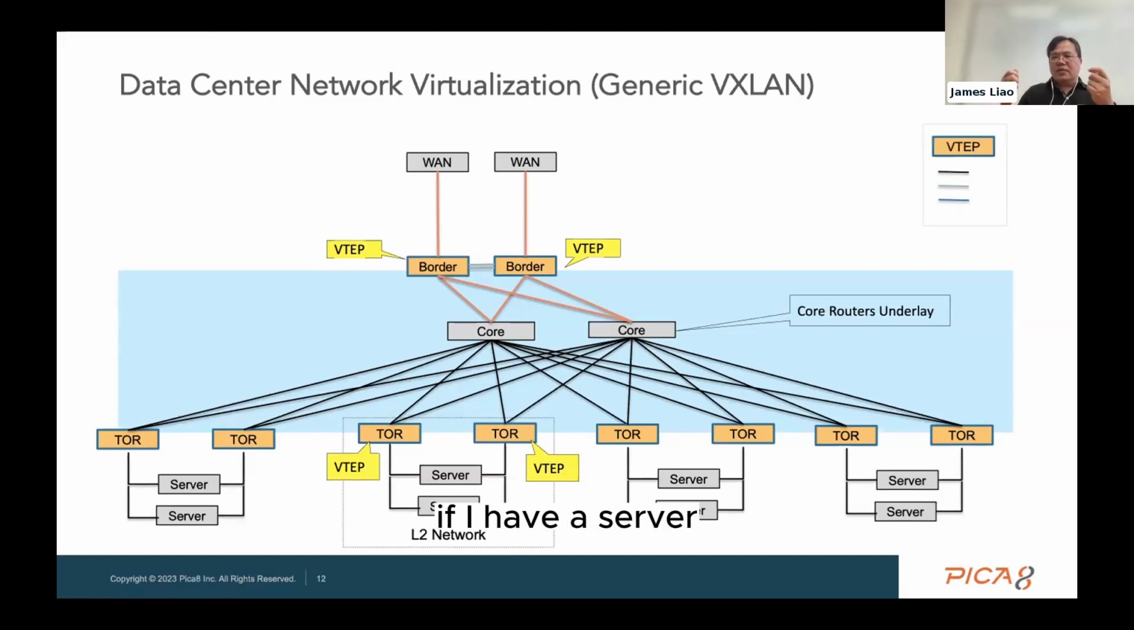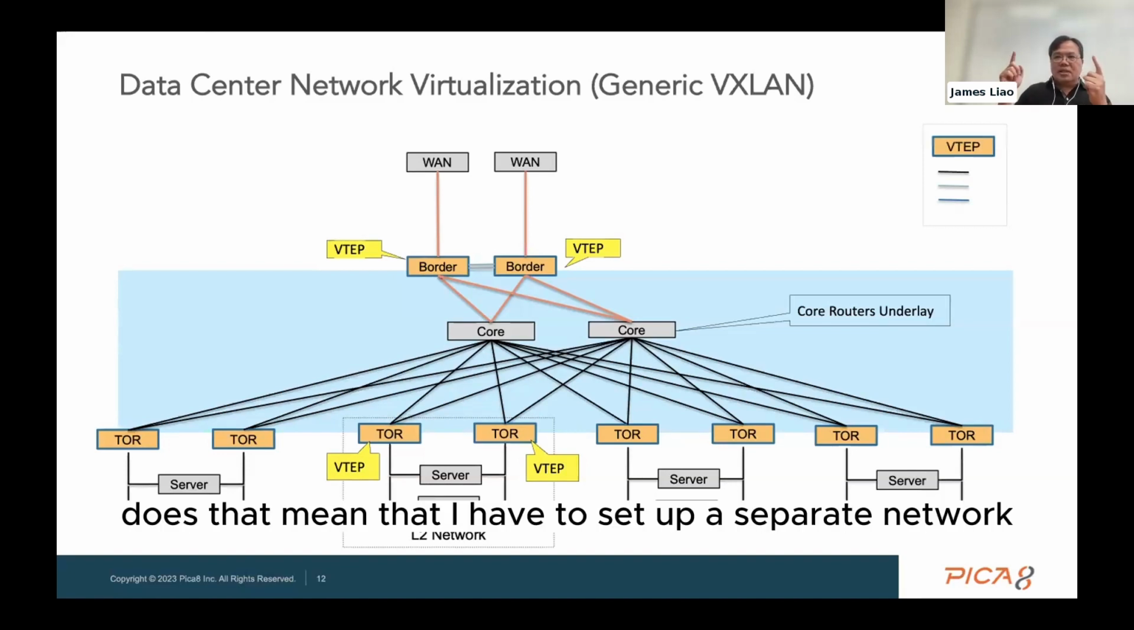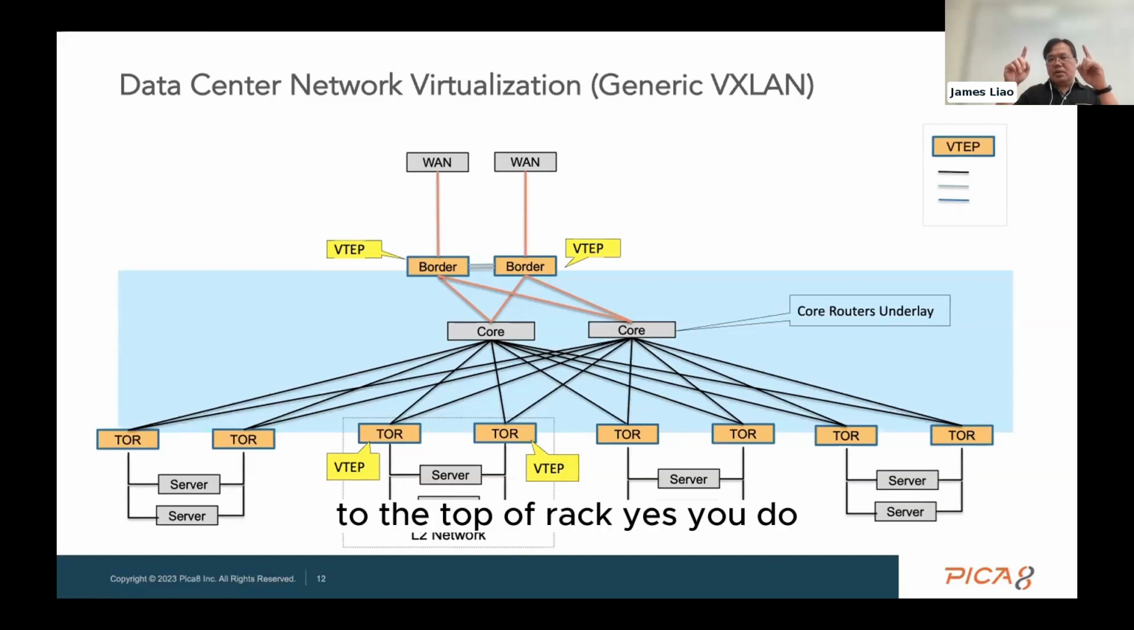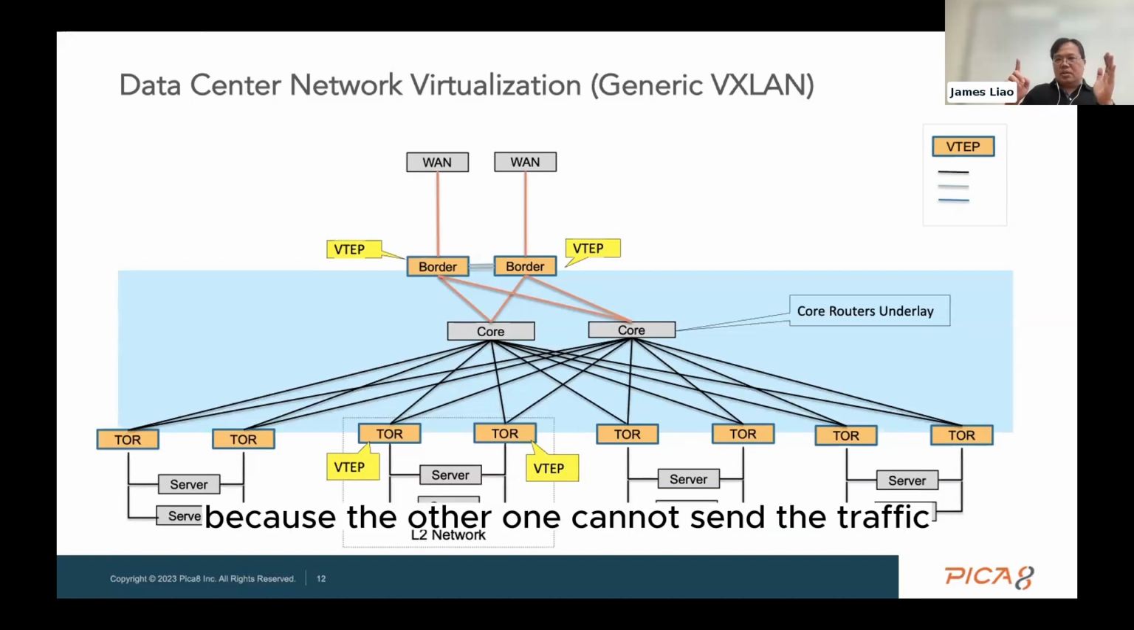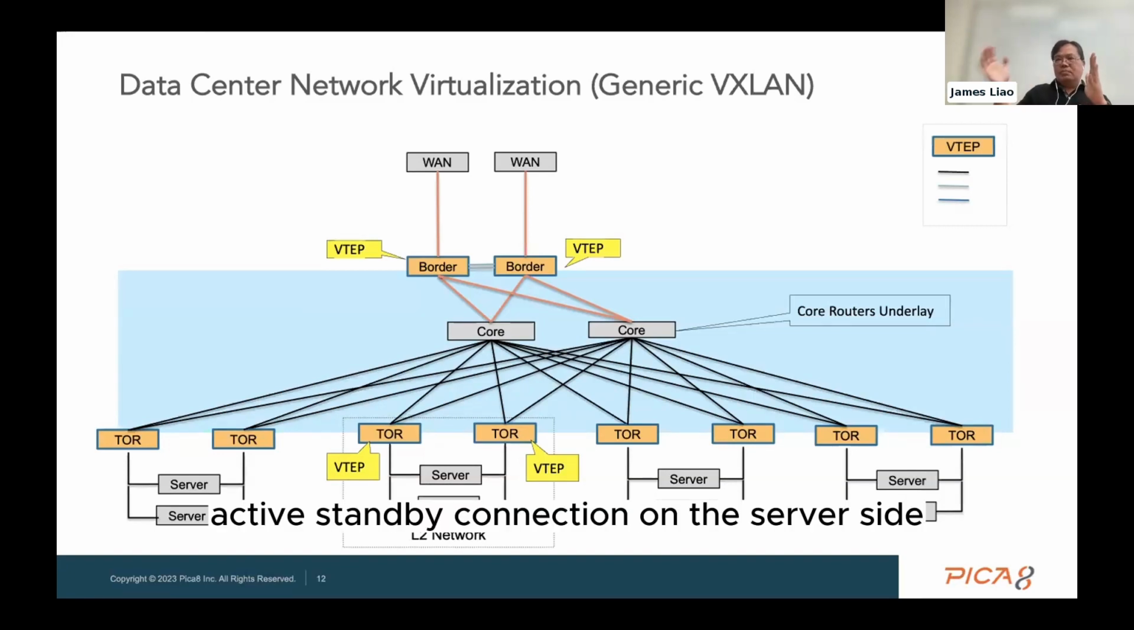So how does that work? If I have a server, I have 2 links to the top of rack. Does that mean that I have to set up a separate network to each top of rack? Yes, you do. In this way, only one of them will be active because the other one cannot send the traffic. So you end up with an active-standby connection on the server side.